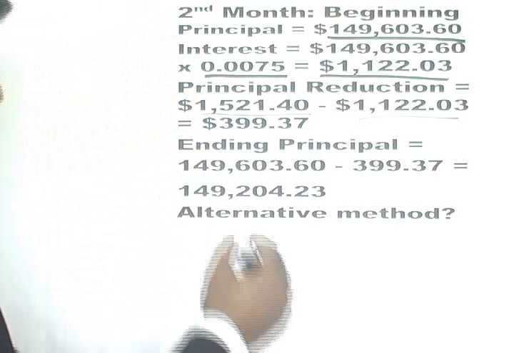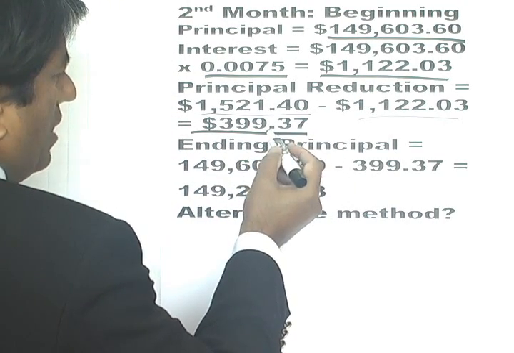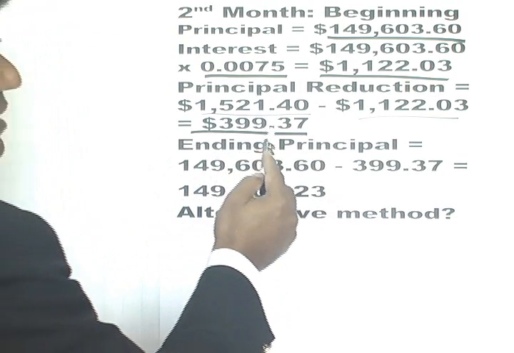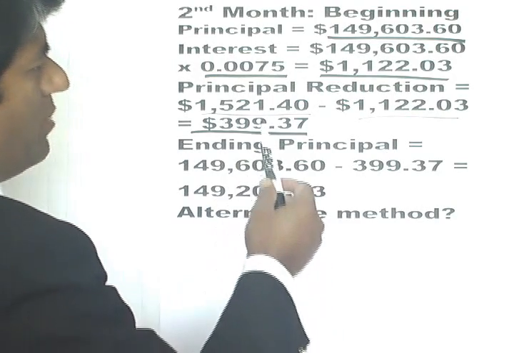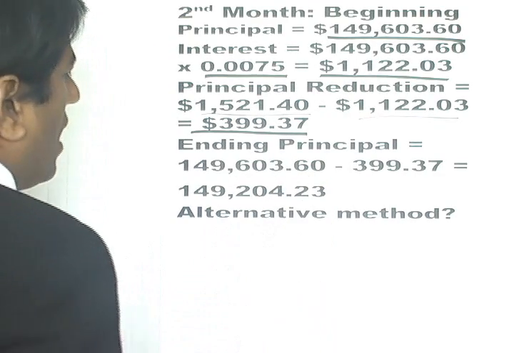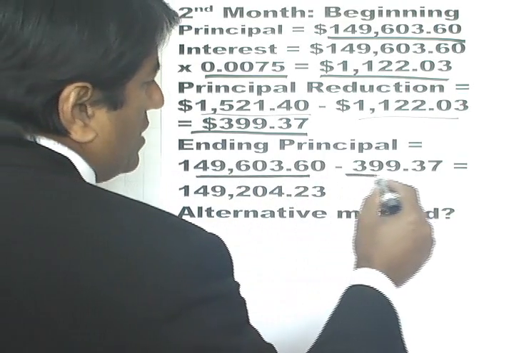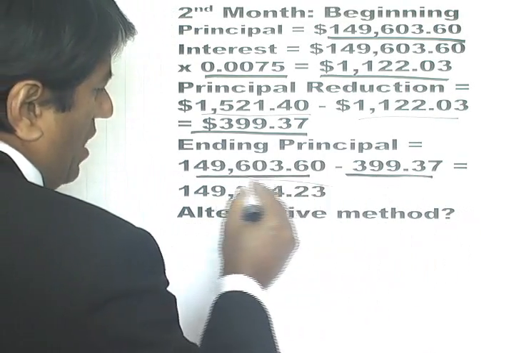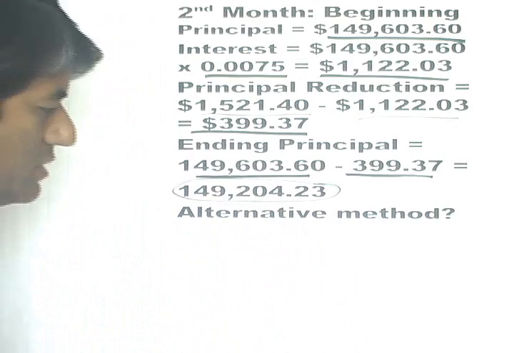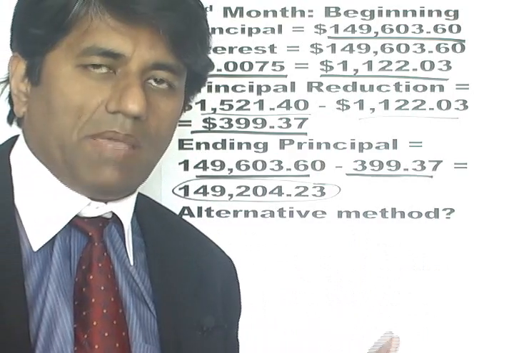So here, for the second month, the principal reduction was $399.37, which is greater than the principal reduction for the first month, which was about $396.40. The ending principal is going to be the initial principal minus principal reduction, or that is $149,204.23. So this is going to be your remaining principal after the second payment has been made.